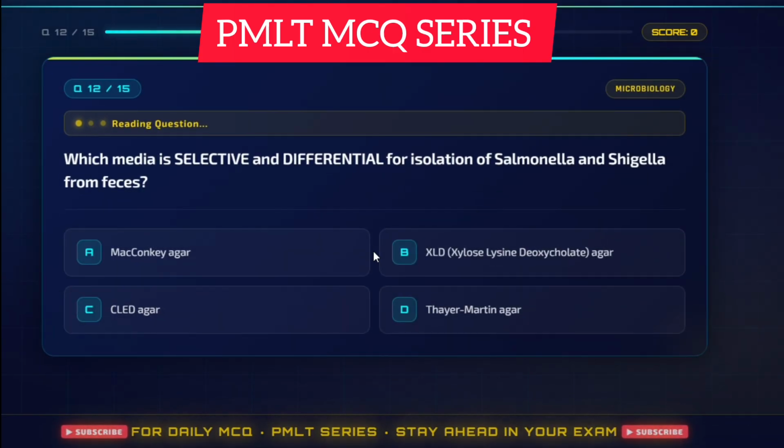Which media is selective and differential for isolation of Salmonella and Shigella from feces? A. MacConkey agar, B. XLD, xylose lysine deoxycholate, agar, C. CLED agar, D. Thayer-Martin agar.